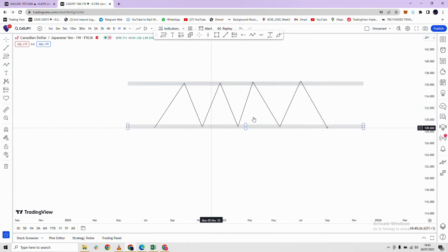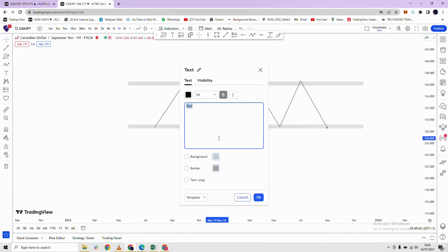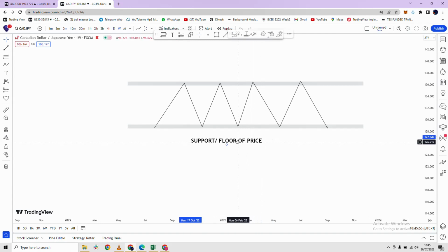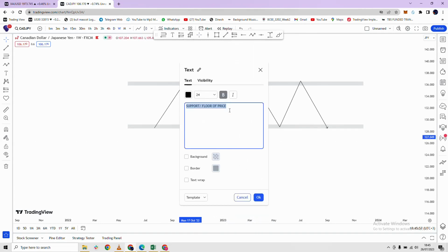So let's say price stalls within this area, whichever area that's going to be below, like let's say around here. This area is going to be an area of support, or can be termed as the floor of price. Other people are going to term it as demand. I can also call it demand because we buy within areas of demand.